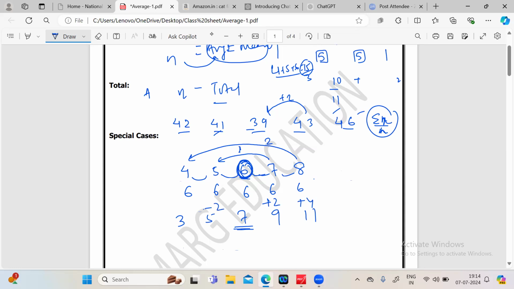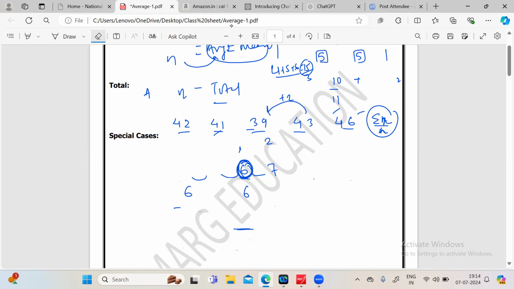5 is 2 less than 7, and 3 is 4 less than 7. So we can give and transfer all these figures among each other, and what we get is 7 for all the observations. So any set of numbers which are in AP, you don't have to calculate the average the way you have been doing it, like adding all the figures and dividing by the number of observations.